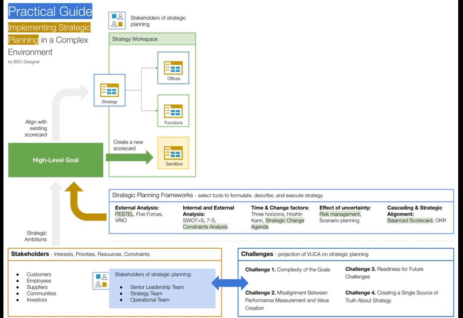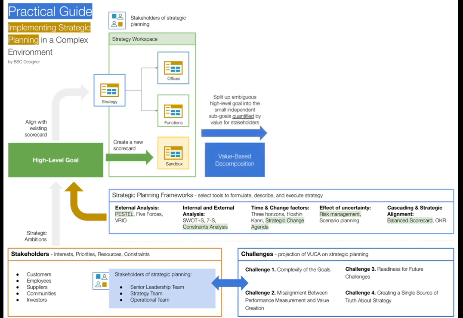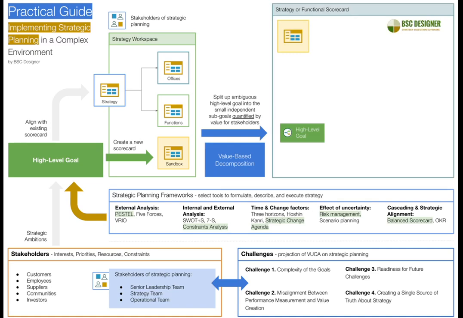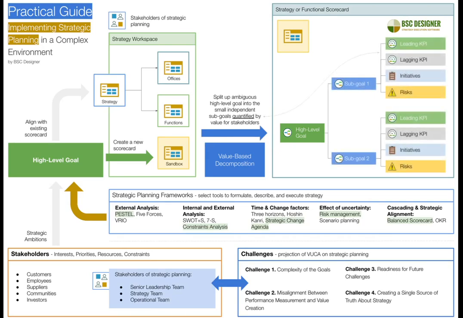We have organized strategy workspace. So what's next? We need to do something with a high-level goal. We need to make it specific, quantified, and actionable. To achieve this, we'll do a value-based strategy decomposition. During the value-based decomposition, we split up the ambiguous high-level goals into the small independent sub-goals quantified by value for stakeholders.